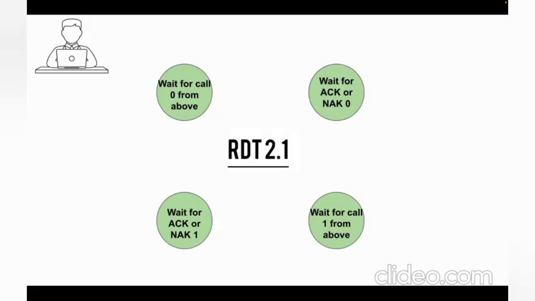Next, we analyze how RDT 2.1, that is Reliable Data Transfer 2.1 protocol, handles acknowledgements and negative acknowledgements. This protocol has error detection for packets as well as for ACKs and NACKs. In case ACK or NACK are corrupted, this protocol also takes care of it by handling the duplicate packets, and for that it uses a sequence number that is either 0 or 1. This is suffixed, and using this sequence number, it tries to detect the duplicates.